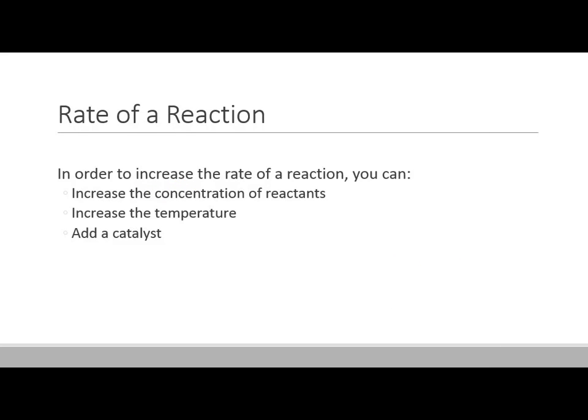Now, if I want to speed up a reaction, let's say it's moving too slow, what can I do to actually increase the rate? Well, a couple of things I can do. I can increase the concentration of the reactants, which makes sense, right? If I'm trying to get a campfire going and it's just not burning very fast, I know that fire needs oxygen in order to keep going, for this chemical reaction to take place.